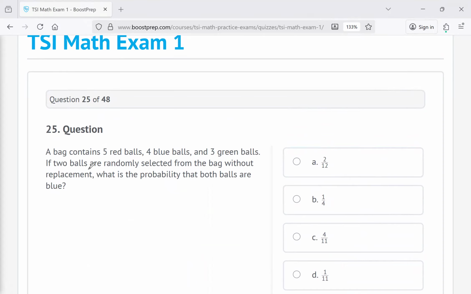Question 25. A bag contains five red balls, four blue balls, three green balls. If two balls are randomly selected from the bag without replacement, meaning they're not being put back, what is the probability that both balls are blue? So what I would do first is figure out how many total balls we have. We have five red, four blue, three green. That is going to be a total of 12 balls, right?